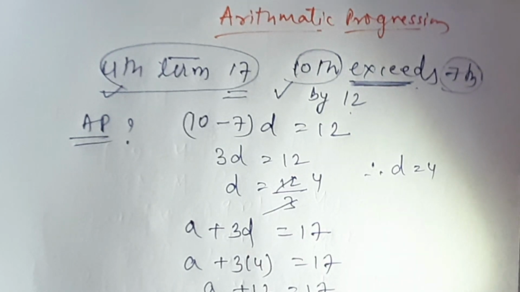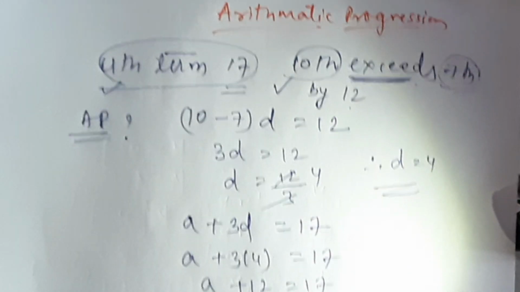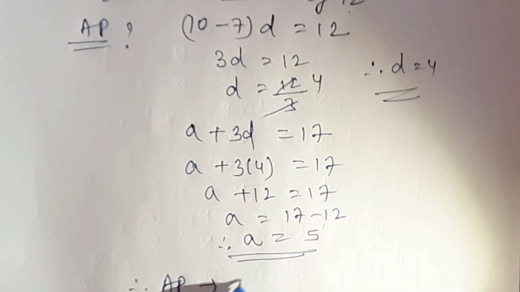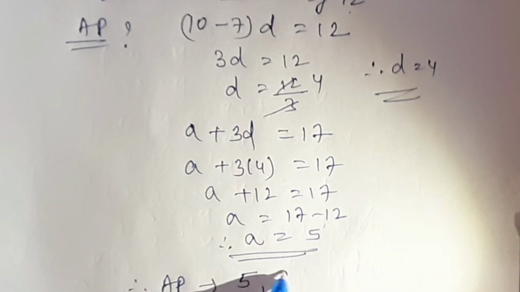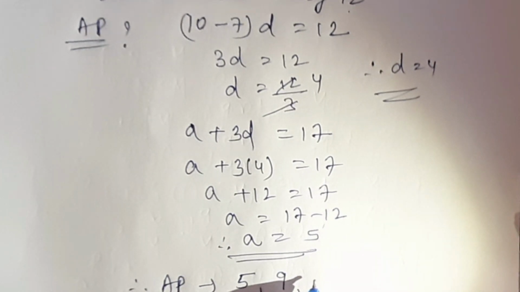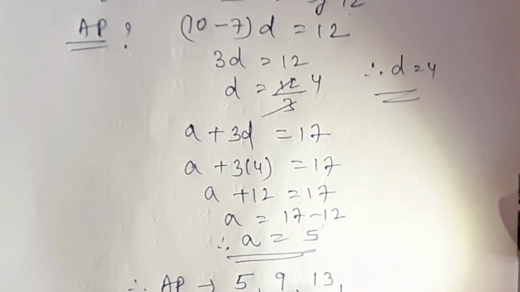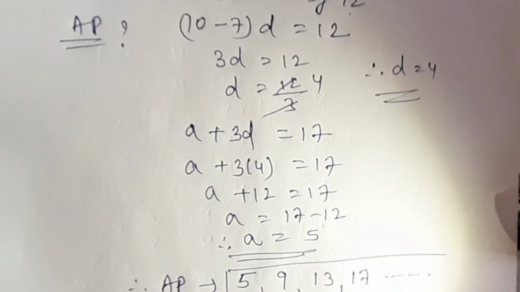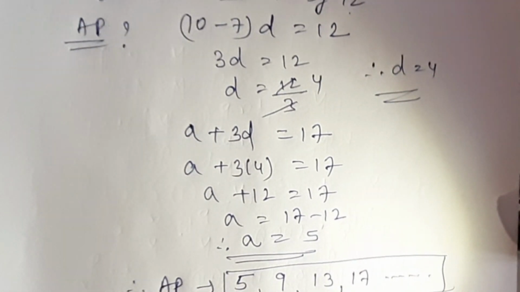We got the values of A and D. Now we can find the sequence. Therefore the AP starts from A, which is 5. Add D to it: 5 plus 4, 9. Again D added, so it's 13, then 17, and so on. So thus we got our AP. This is the first question which you can prepare for your board.